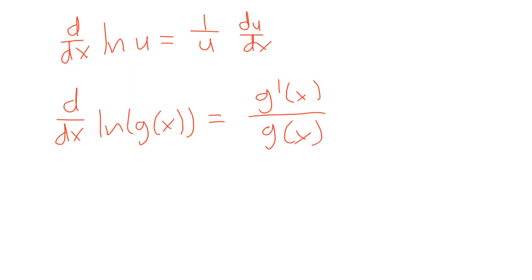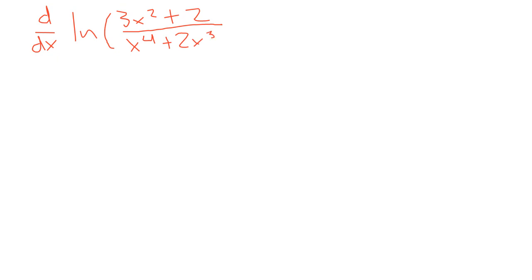So now let's move on to another problem where we can go ahead and try to use our new chain rule. This time, we're going to find the derivative of the natural log of 3x squared plus 2 over x to the 4th plus 2x cubed.